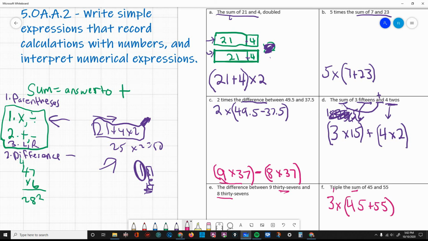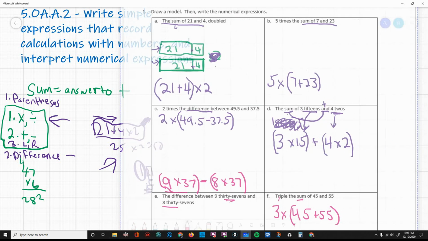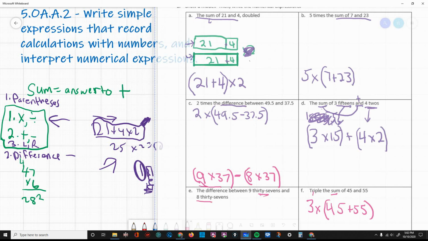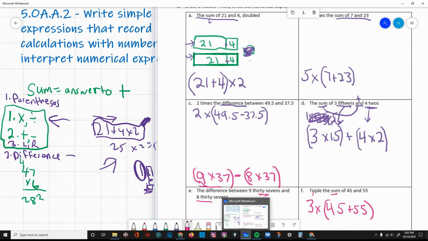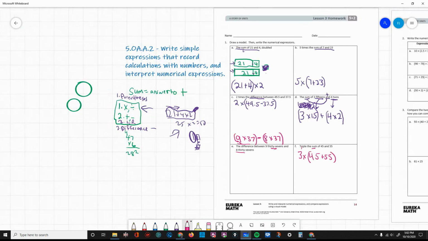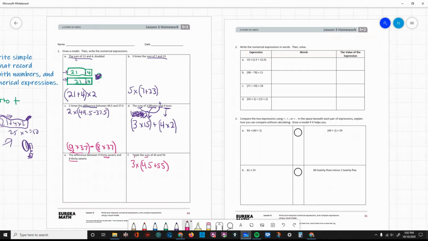300 is your answer. What we want to do is put the parentheses in there, because it wants you to add this first. You would not be doing 3 times 45 and then adding 55. All right, so that is writing simple expressions. Now let's go ahead and interpret some numerical expressions.